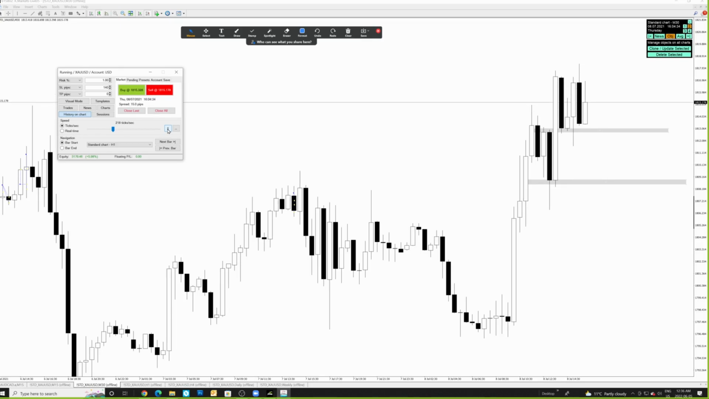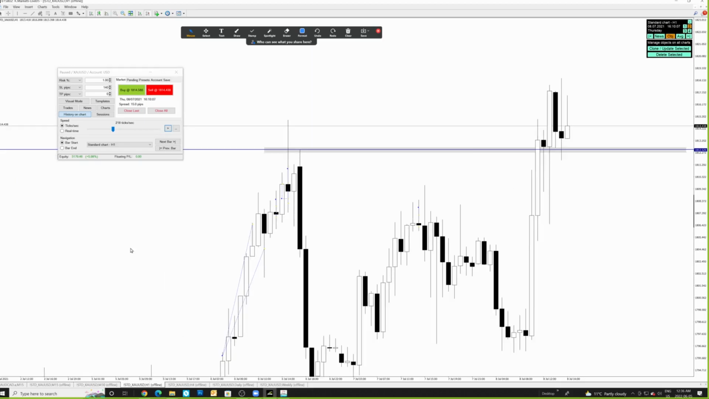Wow. Insane the way price is moving over here. Let's take a look on the 1 hour time frame. The 1 hour candle is forming like this. The 15-minute candle is about to close.